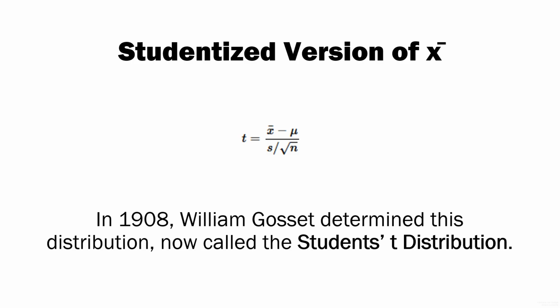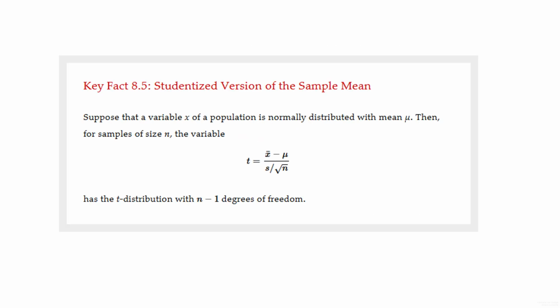And I put a video, I think it's in the next module, about this distribution. It is very interesting. In 1908, William Gossett determined this distribution that we call our studentized t distribution, or the studentized version of X bar. And this is the equation for it, or your key fact, the studentized version of the sample mean.